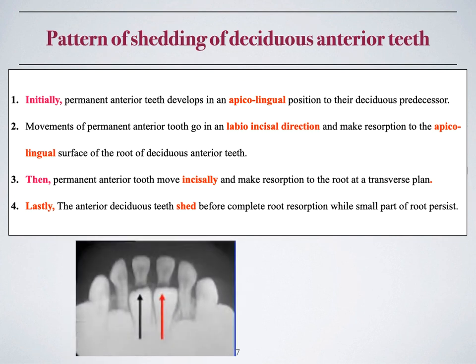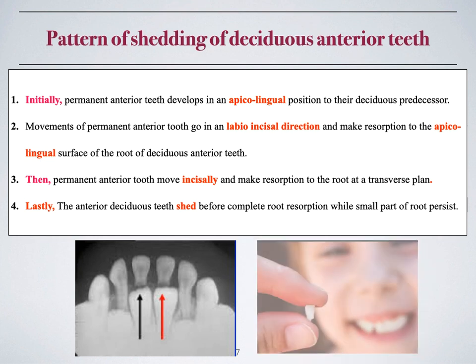X-ray demarcates the position of the central permanent incisors in relation to the deciduous predecessor, and this photograph indicates the part of the root that persists with the deciduous tooth after removal. نشوف الكلام دوت بالصور.